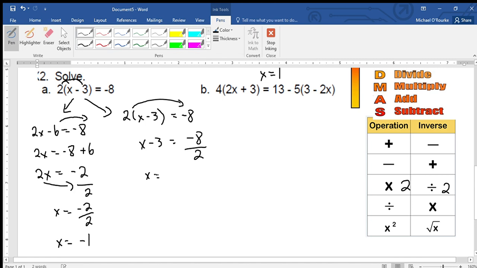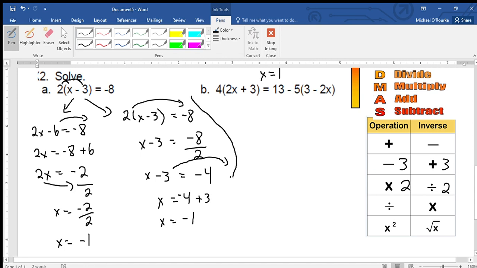Okay, x minus 3 equals -4. Then I have a variable and a constant, so I'm going to move this over. X equals -4 plus 3. Because it was a negative before on the way over, so it's going to be positive when it's over there. So x equals -1. Both those are right. Okay.